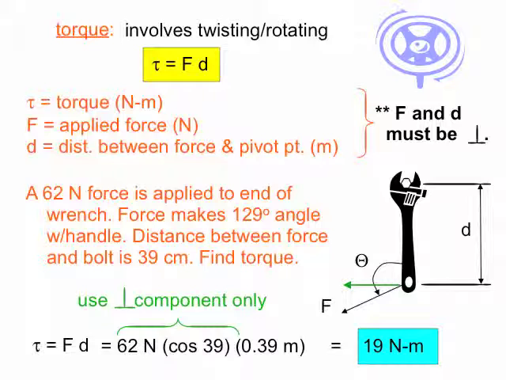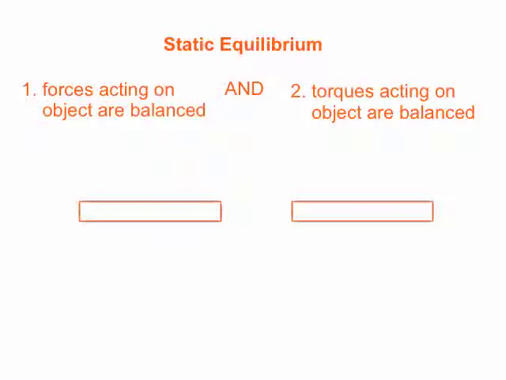That's torque. Okay? There is something called static equilibrium. We've dealt with equilibrium. Remember, we dealt with that in chemistry. Now we've got it here in physics, where forces acting on an object are balanced and the torques acting on the object are balanced. So it's not enough to just have balanced forces. The torques have to be balanced. Okay, that's not an equilibrium.